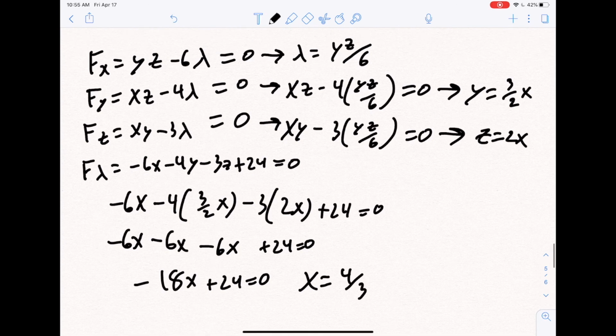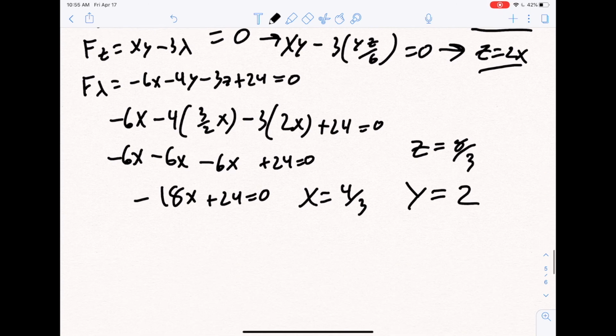And now that we know that, we can plug that in here and here. We get z equals 8 over 3 and y equals 2. So that tells us that the maximum occurs at the point 4 over 3, 2, 8 over 3.